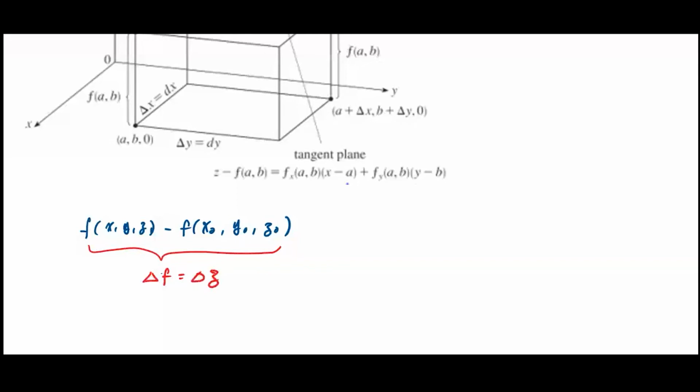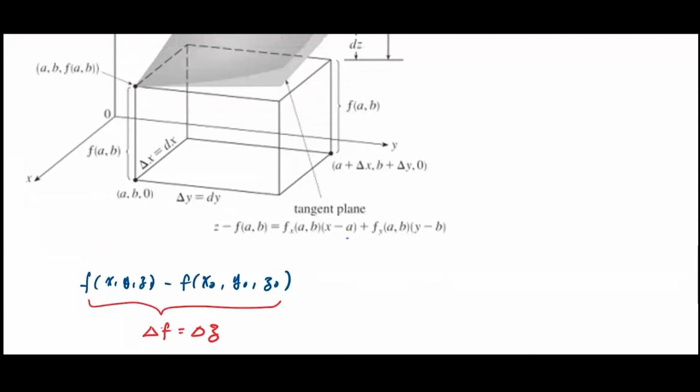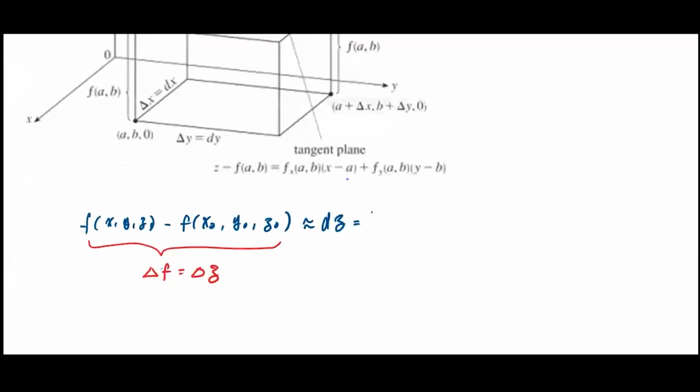Are we good? Okay, that thingy can be approximated with dz. And dz, of course, is our function, the derivative, and then x minus x naught, plus our derivative in y direction and y minus y naught. Kind of what we did in the example A.